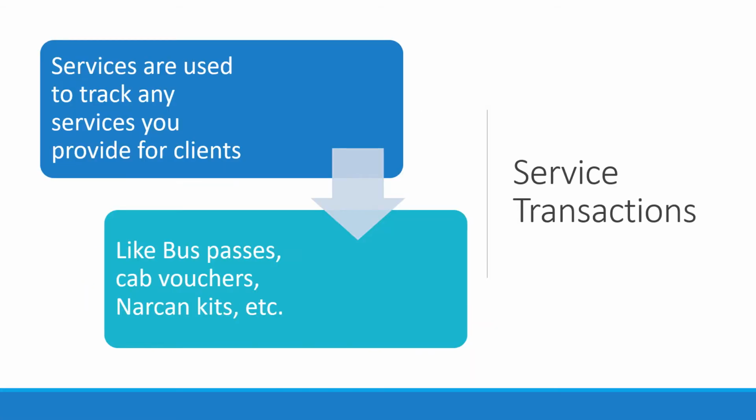Next, we'll cover service transactions. This is used in HMIS to track services provided by your program. Examples of this would be bus passes, cab vouchers, Narcan kits, food supplies, clothing, anything like that.